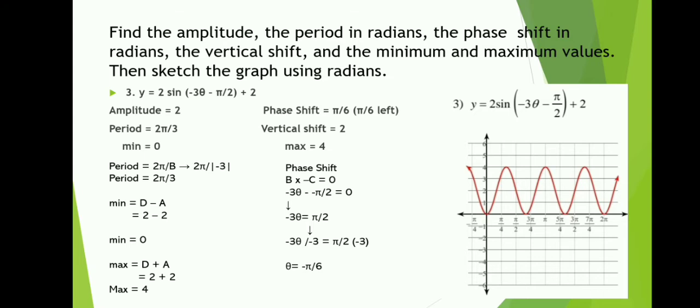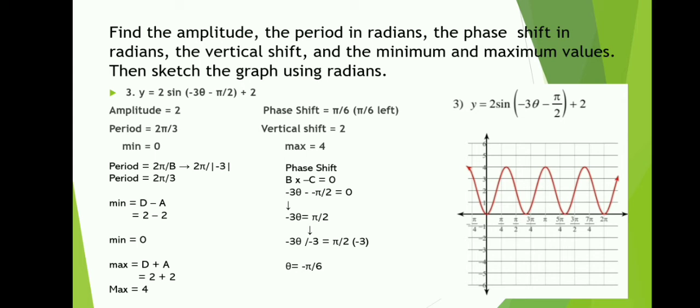So number 3 is y equals 2 sine of negative 3 theta minus pi over 2 plus 2. So kailangan nato ang amplitude, period in radians, phase shift, and vertical shift. And in solving, the amplitude is given na siya, which is 2. Then sa period in radians is 2 pi over b. Naa may value ang b, so 2 pi over 3.